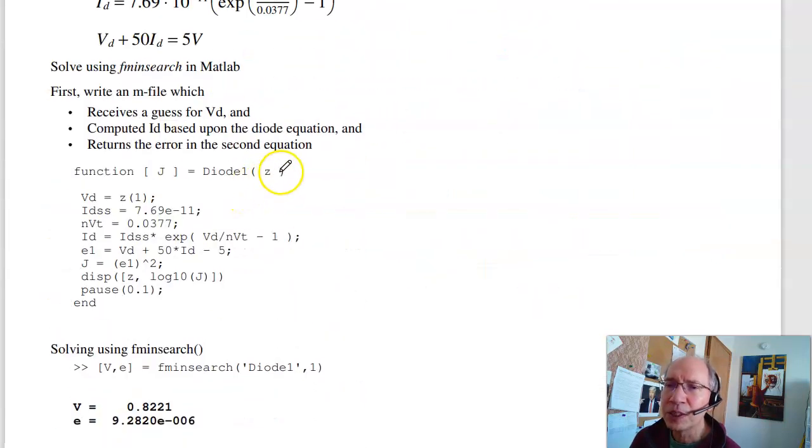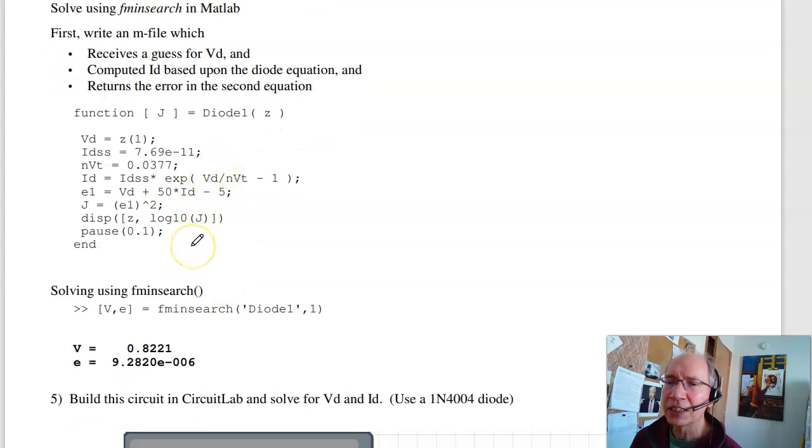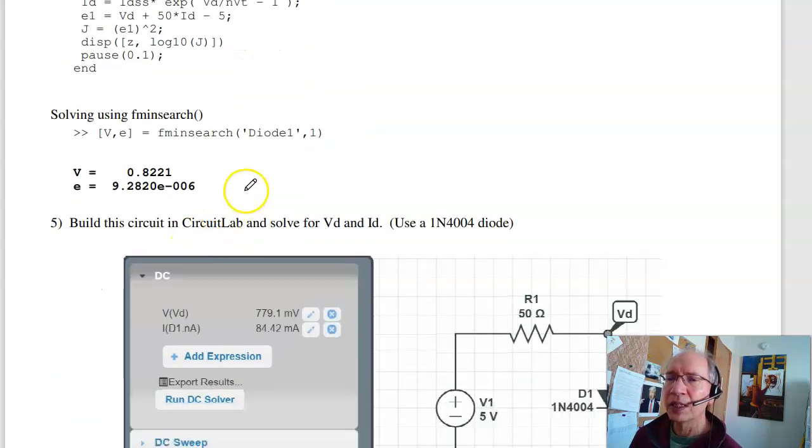So here's my function. I'm going to guess the voltage. That's VD. From that, I can find the current through the diode. From the load line, I can find the current from the load line. The error is the difference in the two. Let's see. And display my guess, the log of the error squared, return. That's a function of MATLAB. So I can now guess again, or let MATLAB guess for me.